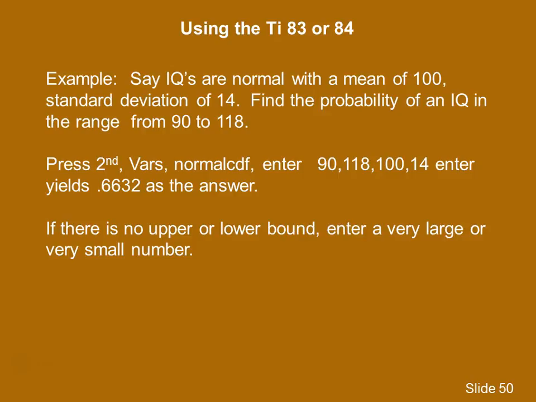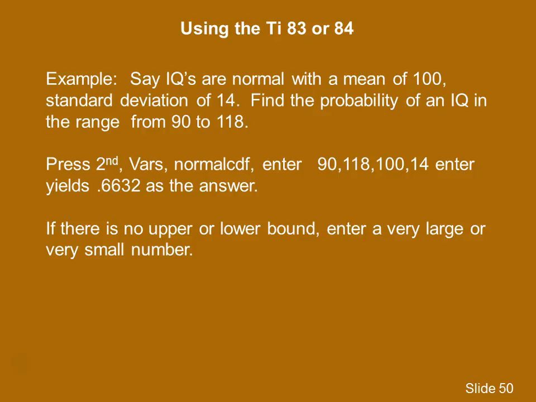The calculator, by the way, might give you slightly different answers than using the standard normal tables in your book, because remember, your standard normal tables in your book only go out to z-values of 2 decimals. Your calculator can be a lot more precise than that.